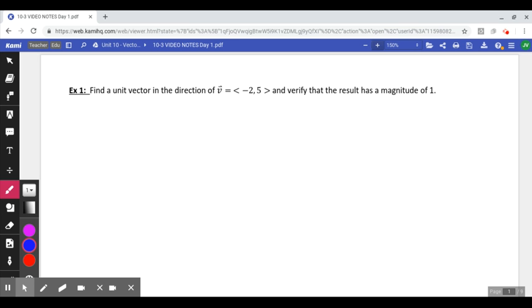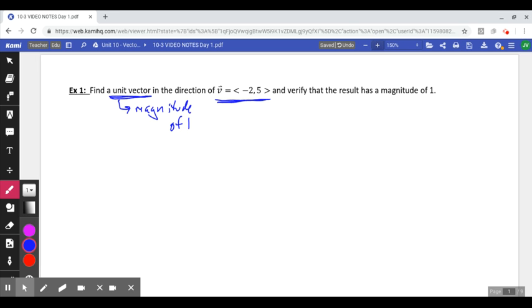In example one, we want to find a unit vector. So that's a vector with a magnitude of 1. So I'll write that here, magnitude of 1, in the direction of vector v. Here's vector v at negative 2, 5, and we're going to verify that the result has a magnitude of 1.